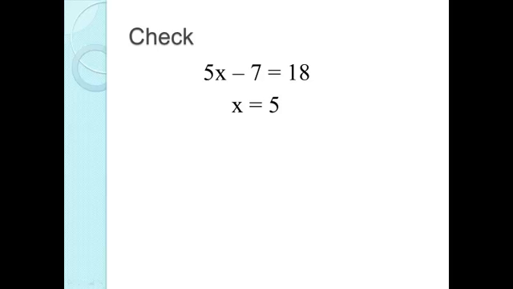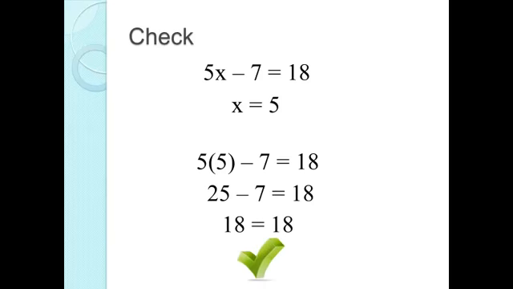You can check multi-step equations just like you did one-step equations. If we plug in our answer of 5 in for x, we would have 5 times 5 minus 7 equals 18. We know that 5 times 5 will give us 25, and 25 minus 7 does give us 18. We can then confirm that our answer is correct.